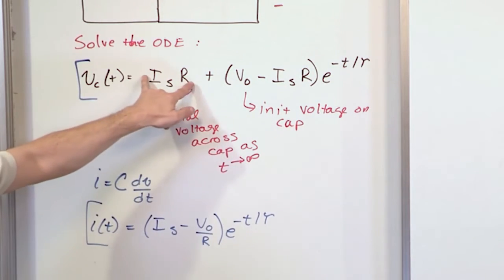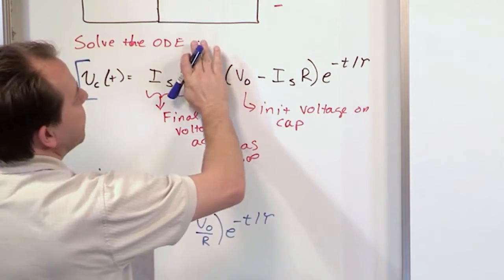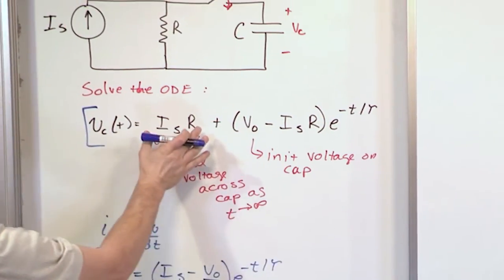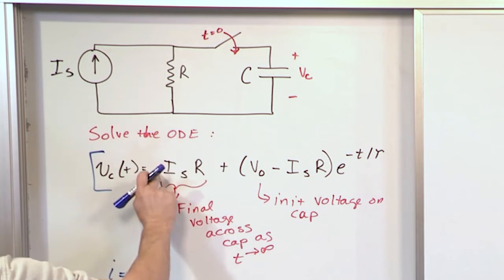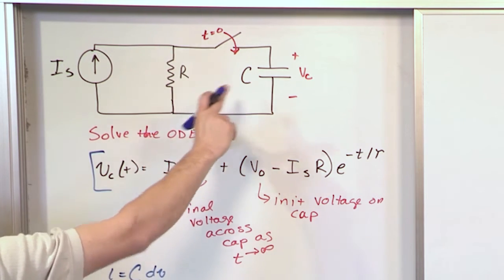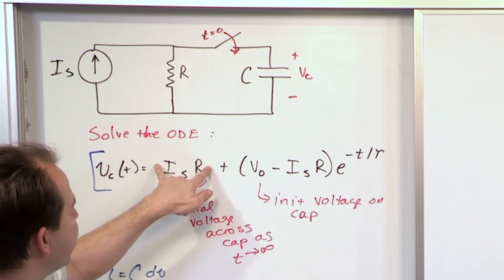Here, this represents the final voltage on the capacitor. If you let t go to infinity, this whole term drops away. This would then be the voltage across this resistor, I times R. That would be the final value of the voltage across that capacitor as time goes to infinity. That's what this term is.